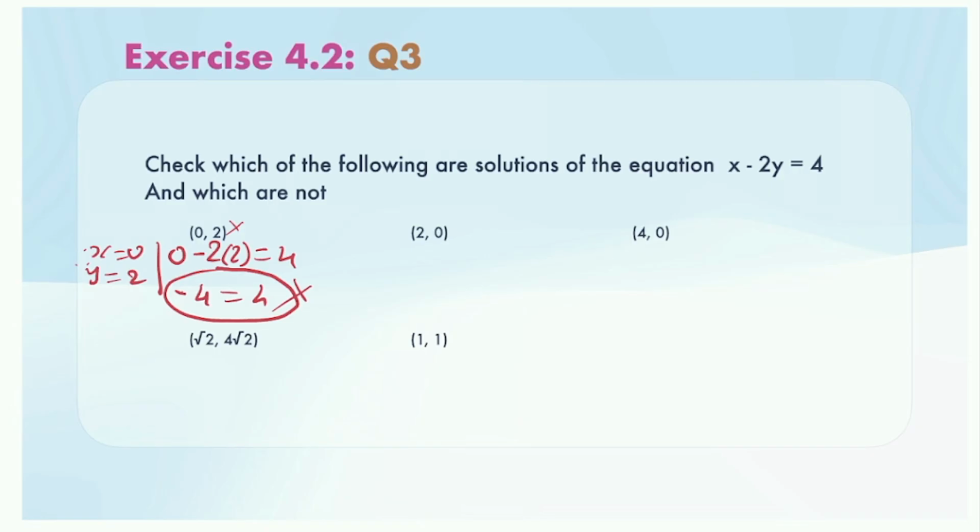0, 2 is not a solution of this equation, right? When it comes to 4 equal to 4, both sides of the equal sign are equal, then only we can say that the two values satisfy the equation and are a solution of this equation.